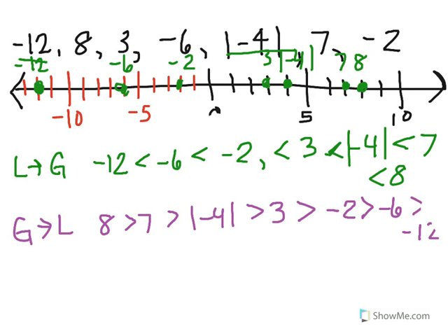And remember we talked about how when you have positive numbers on your number line, the further to the right you go on your number line, the larger the number. And we also talked about with negative numbers, the further you go to the right, the larger your number, or the closer you get to 0, the larger your number.